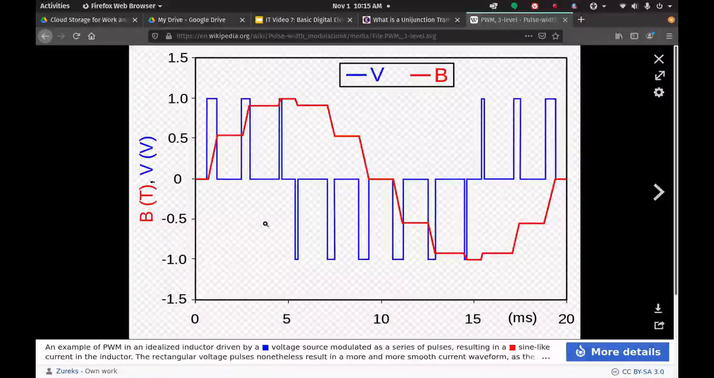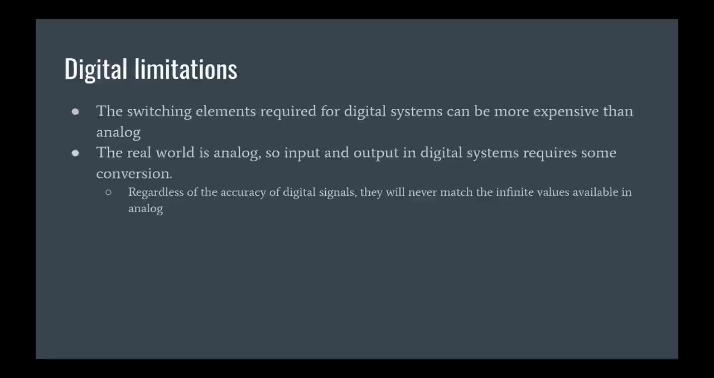So using pulse width modulation, we can simulate an analog signal on the output simply based on how long those pulses last. Hope this didn't scare you off. Just kind of showing that what you can do in analog, you can do in digital, as long as you understand what's going on. So there are some limitations to digital systems.